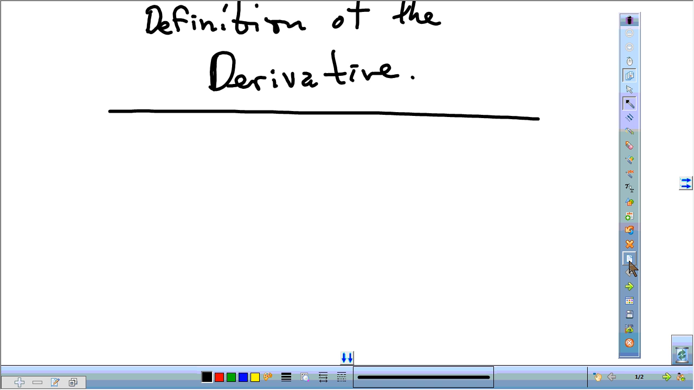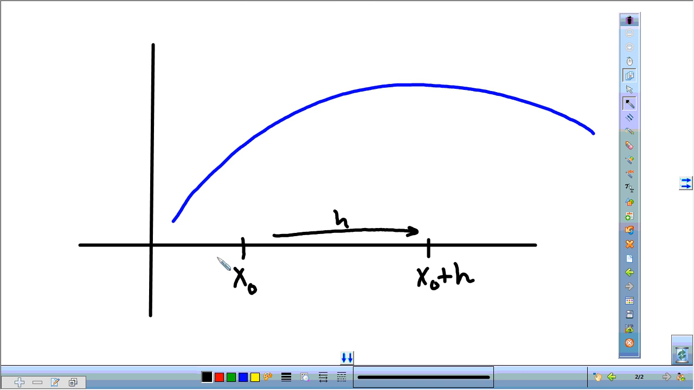So let's recall a little. If we have a curve, I'm looking at a value x sub 0 here. We add a change in x called h. So I made delta x in this, relabel that as h, a little less cumbersome notation. So change in x will be h.